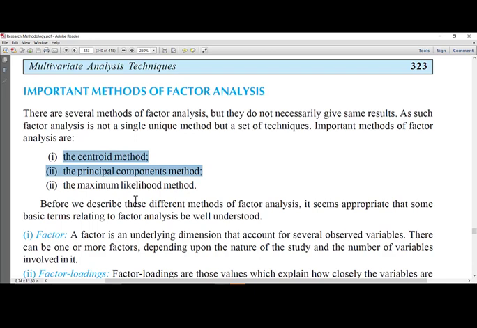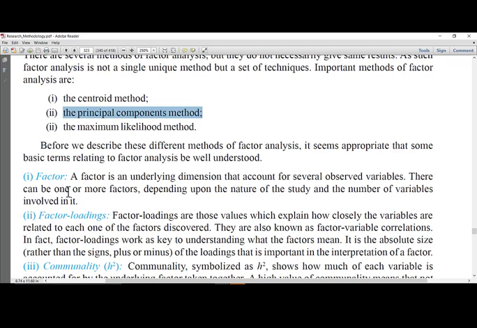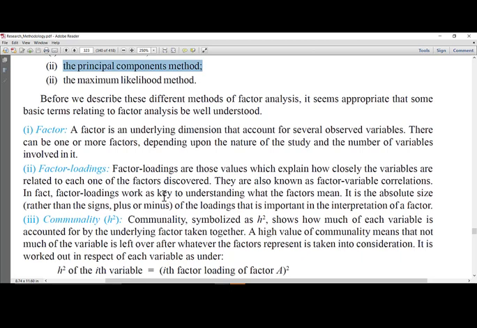Nowadays, for machine learning and other such applications, this method is gaining popularity. Of course, the centroid method is also good, but nowadays we find the use of the principal components method, particularly in machine learning applications. And for that, there are certain basic terms, like what is a factor, what is factor loading, and we discuss these briefly.